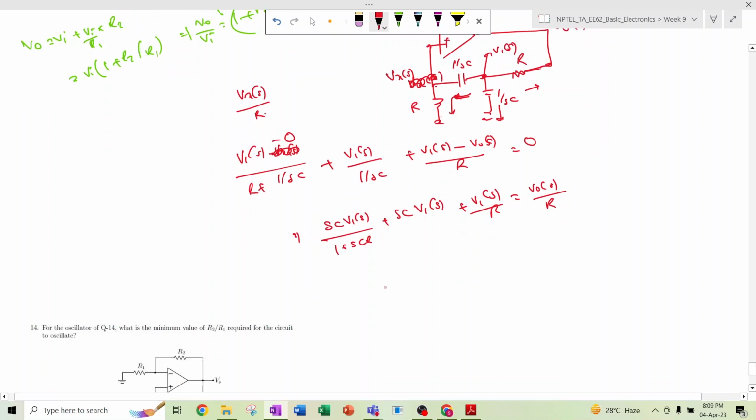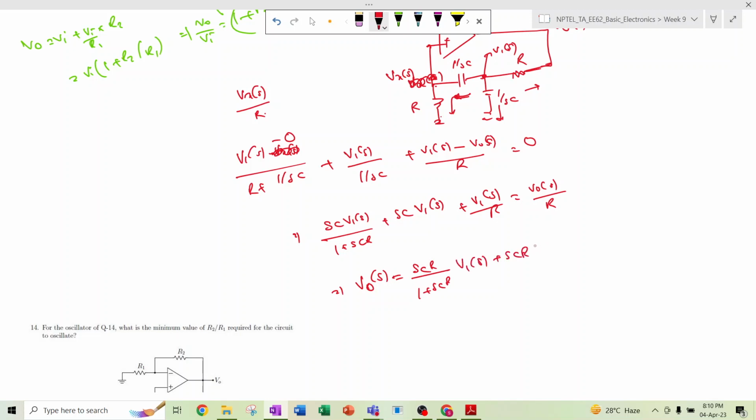Now if we take V1S common, and multiply it with R, then we get VOS equal to SCR divided by 1 plus SCR into V1S, plus SCR into V1S, plus V1S. If we take V1S common, then we get SCR divided by 1 plus SCR, plus SCR, plus 1. Okay, so this much we got.